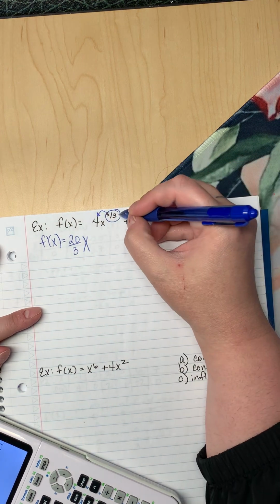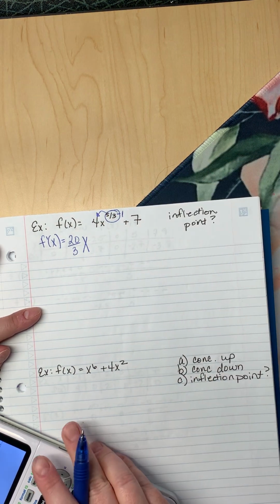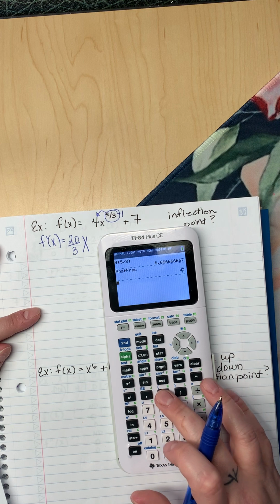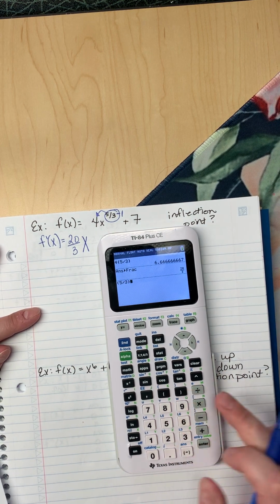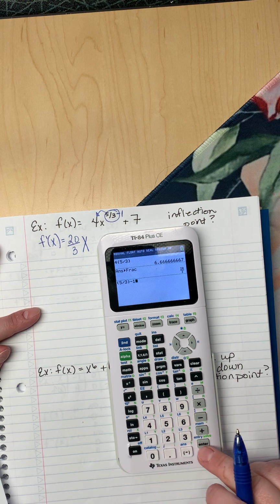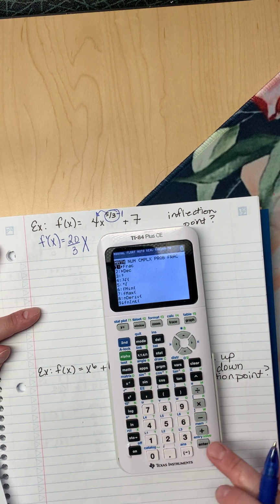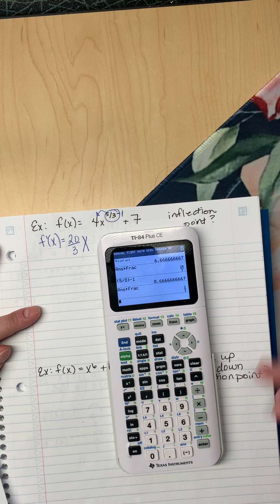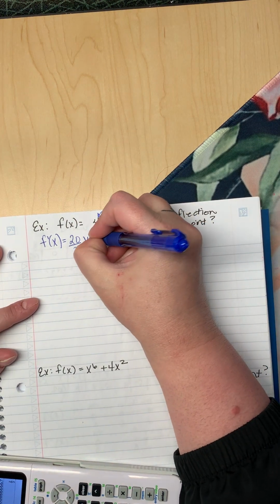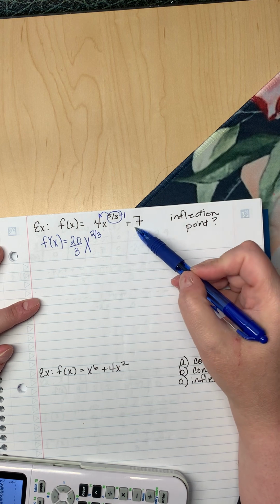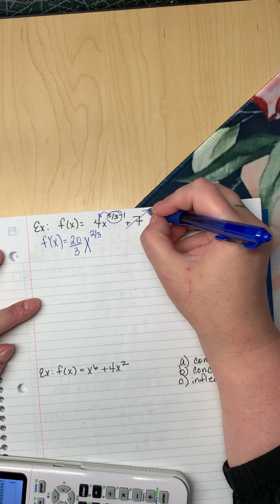X to the, don't forget to subtract 1 from the exponent, but that does not make 4 over 3. I'll put it in my calculator. Let me put parentheses 5 divided by 3, close parentheses minus 1. And then math, enter. Oh, it makes 2 over 3. And then the derivative of the 7 just cancels out.